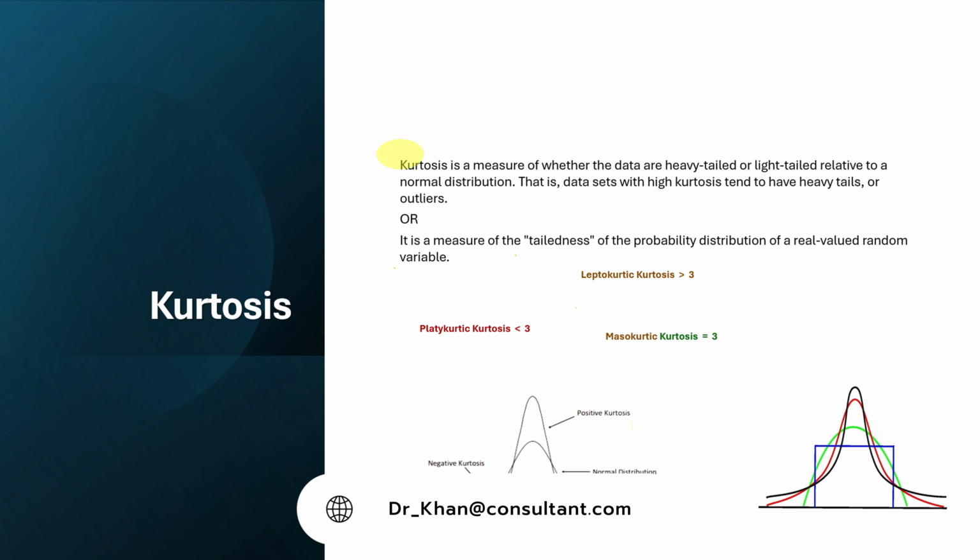Now let's understand kurtosis. Kurtosis is a measure of whether the data are heavy-tailed or light-tailed relative to a normal distribution. That is, data sets with high kurtosis tend to have heavy tails or outliers. Or it is a measure of tailedness of the probability distribution of the real valued random variable.